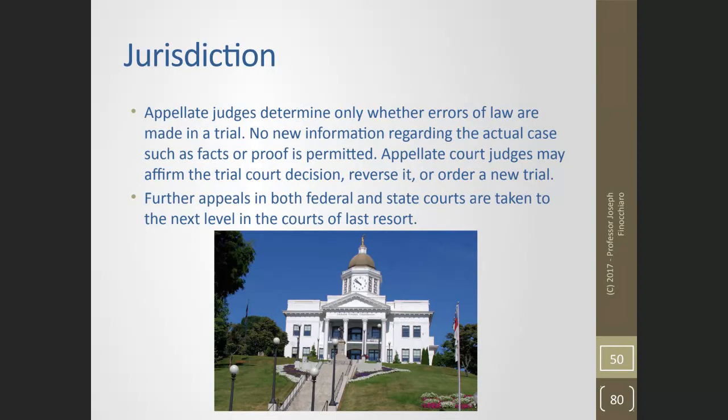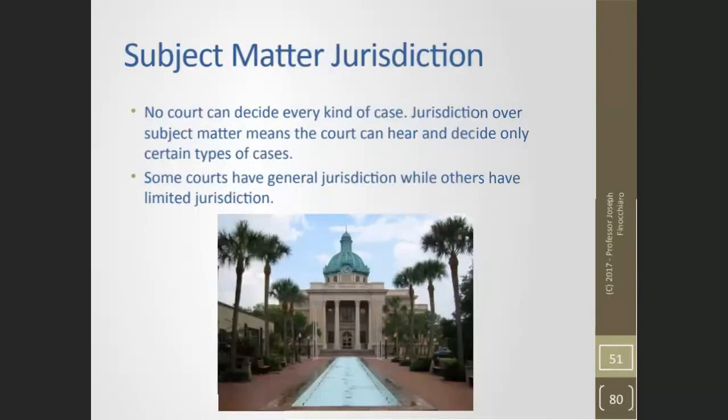Appellate court judges may affirm the trial court decision, reverse it, or order a new trial. Further appeals in both federal and state courts are taken to the next level in courts of last resort.